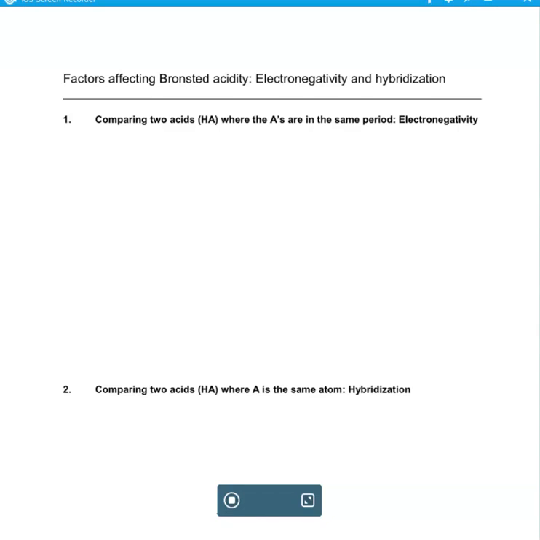So first of all, let's talk about the situation where you're comparing two acids, we'll just call them HA, where the protons are attached to elements that are in the same period of the periodic table. If that's the case that you're confronted with, then the factor that you would need to consider would be the electronegativity. All right, so let's look at a set of acids. So we'll look at CH4, ammonia, water, and HF. So notice that each of these elements, carbon, nitrogen, oxygen, and fluorine, they're all in the same period. They're all in period 2.